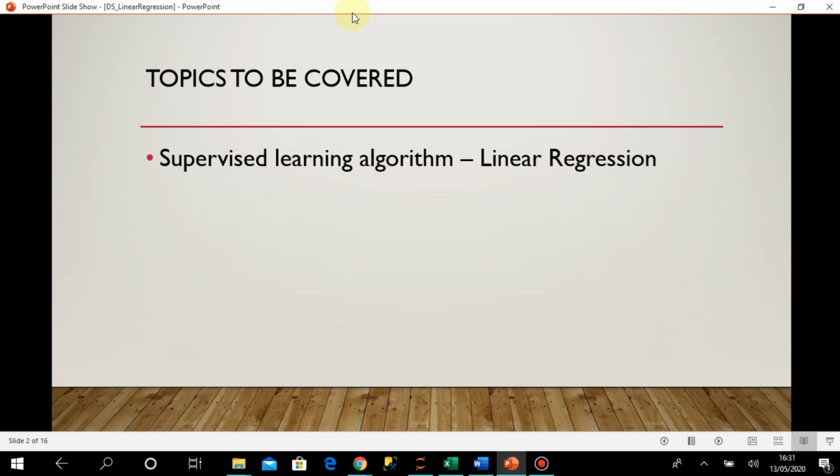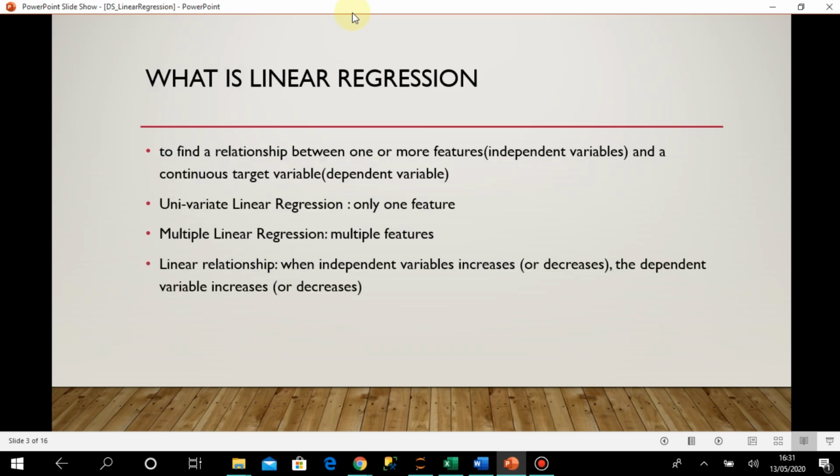Linear regression is one of the simplest and most commonly used supervised learning algorithms. So we'll go into detail. What is linear regression? Here we have some features given. It can be one or it can be many, and based on those features we are going to predict the value of one target variable, or the dependent variable.